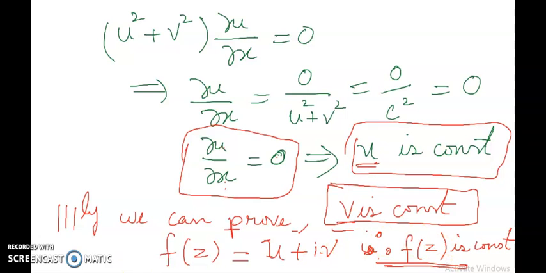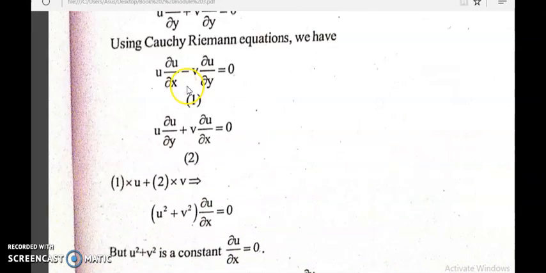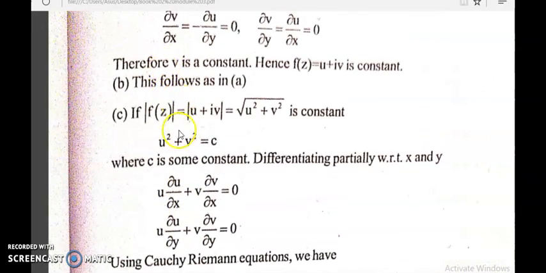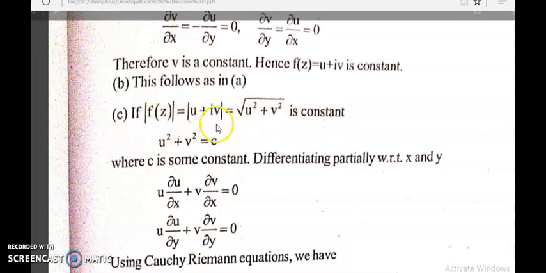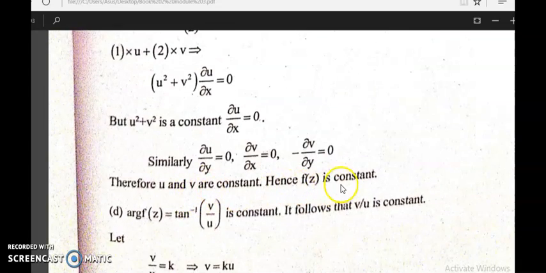Hence we have proved this. That means if the modulus is constant, we have assumed f(z) as a constant function. If the modulus is constant, then the function itself is constant. That is, f(z) is constant.